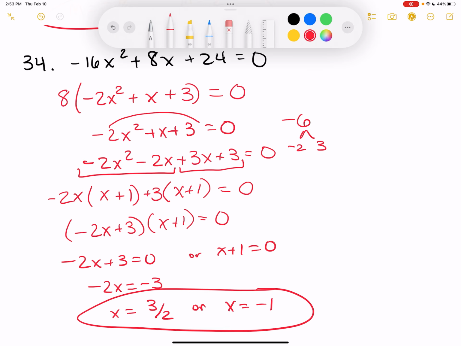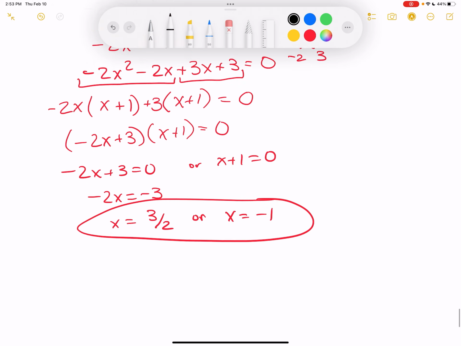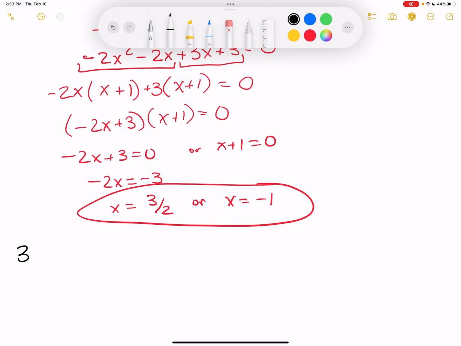All right, so now I'm going to have y'all try 32 on your own. Same idea. 4n squared minus 2n minus 90 equals 0. You can change them to x's. I don't care.